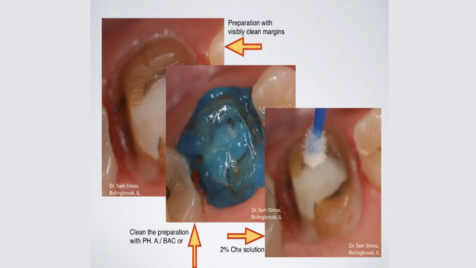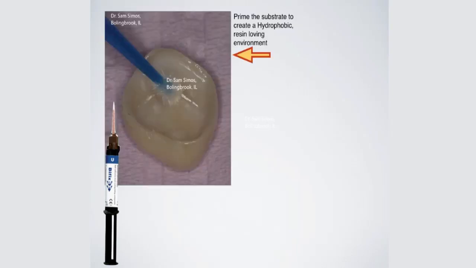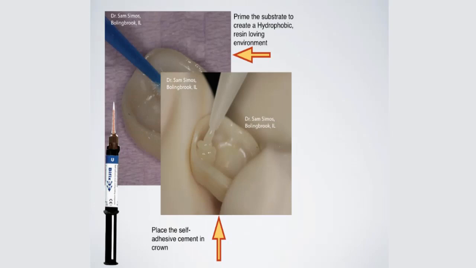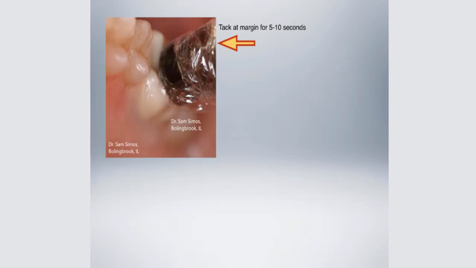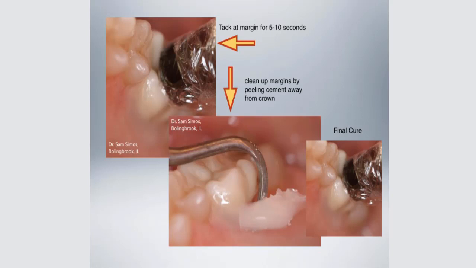I can also, for demonstration purposes, clean it with a 2% chlorhexidine solution. So either way, whatever you decide, these two slides represent either or, okay? I don't want to confuse anybody. But then I use my self-adhesive resin cement. I'm putting the primer in the crown. I'm putting the self-adhesive resin cement, the Bifix SE in, putting it on, light curing it, tacking it for about 5 seconds on the buccal, 5 seconds on the lingual, and then it just peels right off. I mean, this is the easiest stuff to use, and the cleanup is spectacular.